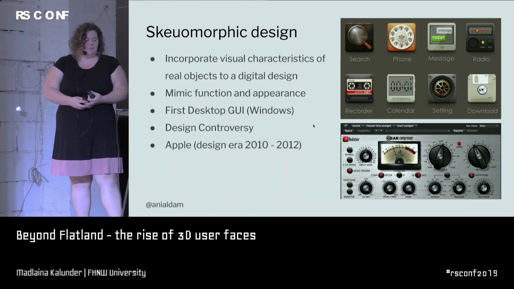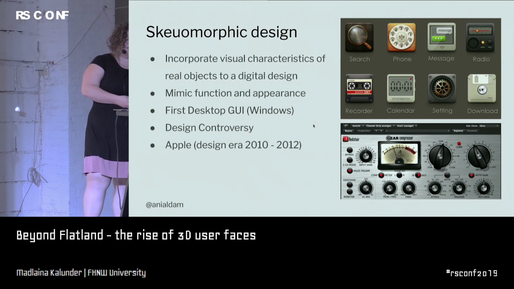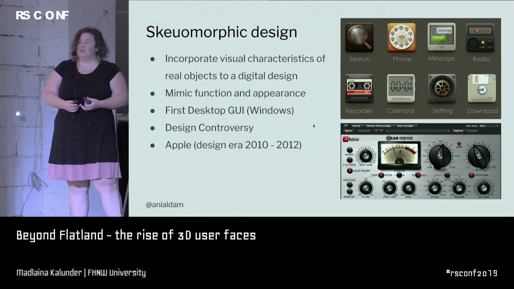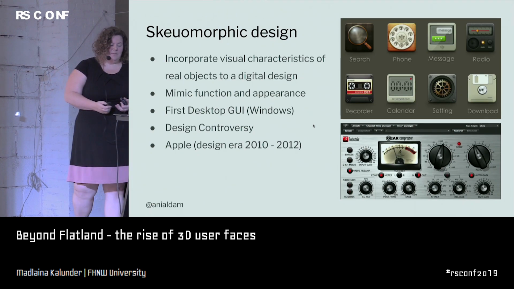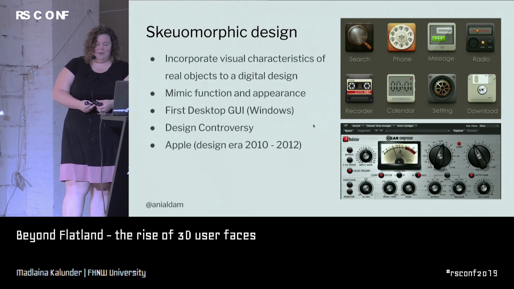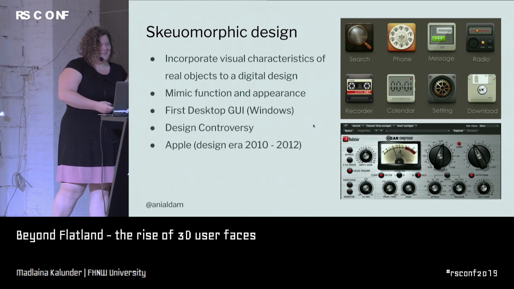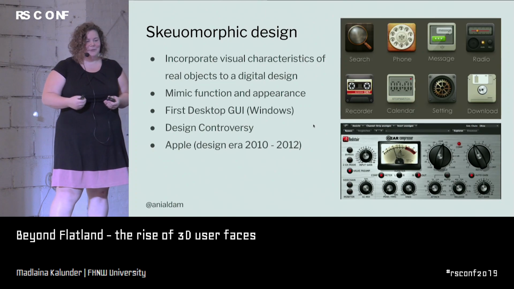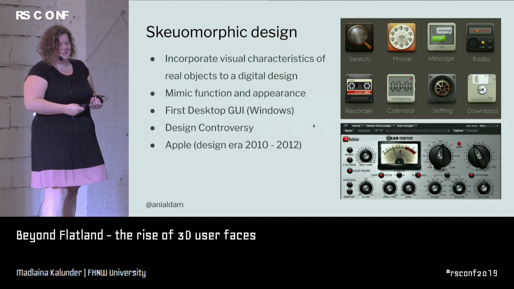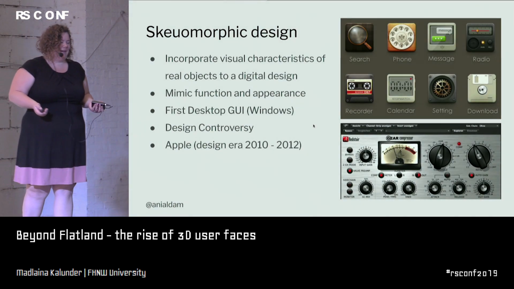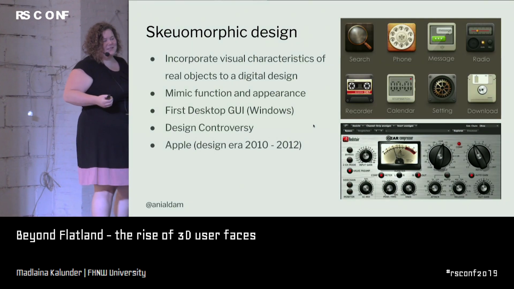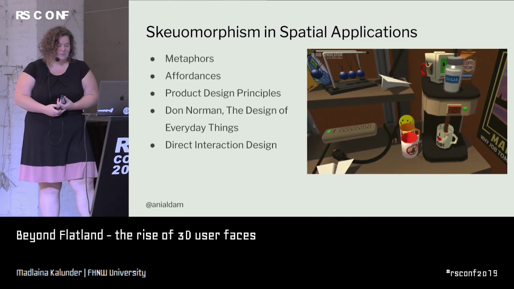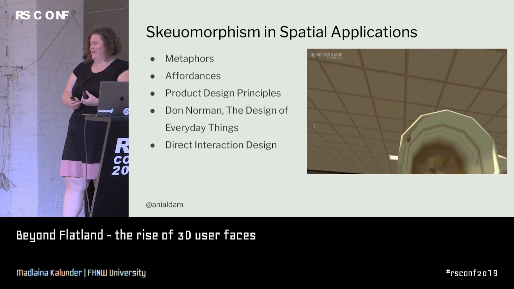What we want to do is mimic function and appearance of real-world objects. And this is a really old design guideline, actually. And also Apple has been doing this between 2010 and 2012, where they tried to put a lot of real-world textures into their applications, like wooden backgrounds, or they actually tried to put all your books in a real bookshelf and stuff like that. How could this look in a 3D application?